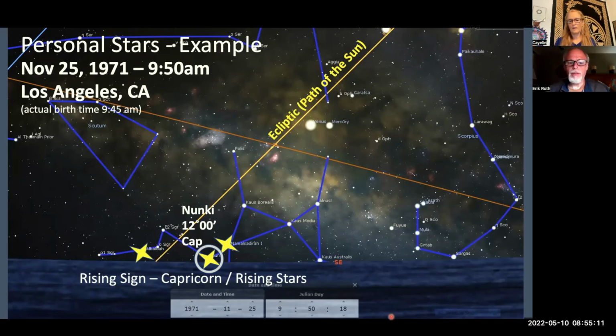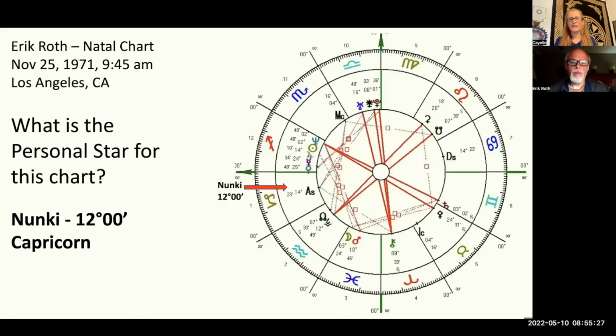There's the ecliptic right there that Caitlin just highlighted in yellow. Yeah, and of course we feel like the personal stars can be anywhere. They can be way off the ecliptic, but the most personal will be the ones closest. Yes, and also ideally the ones rising at the time you're born.